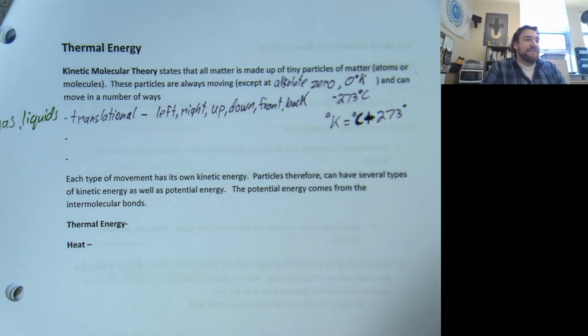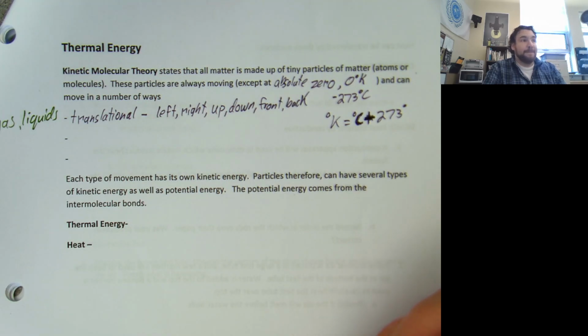It would be weird if your desk just moved left, right, up, down, forwards, backwards, on its own with no outside interference. That would be odd. You should be concerned. But liquids and gases can do this. How else can you move?